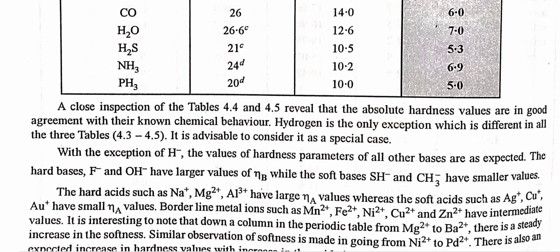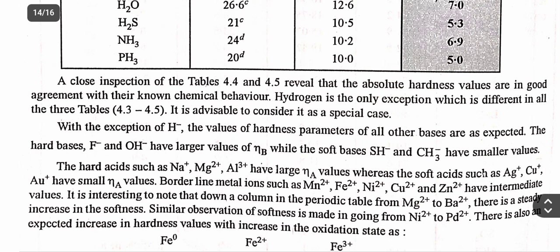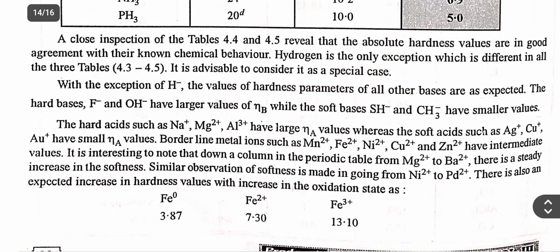The hard bases F negative and OH negative have larger values of eta B, while the soft bases SH negative and CH3 negative have smaller values. The hard acids such as Na plus, Mg2 plus, Al3 plus have large eta A values, whereas the soft acids such as Ag plus, Cu plus, Au plus have small eta A values. Borderline metal ions such as Mn2 plus, Fe2 plus, Ni2 plus and Zn2 plus have intermediate values.